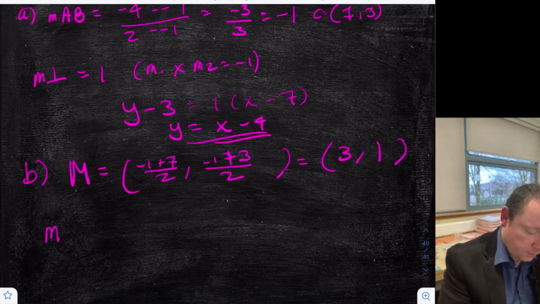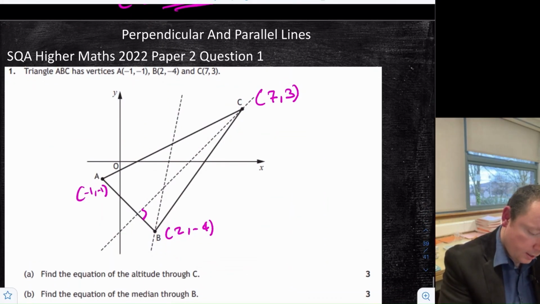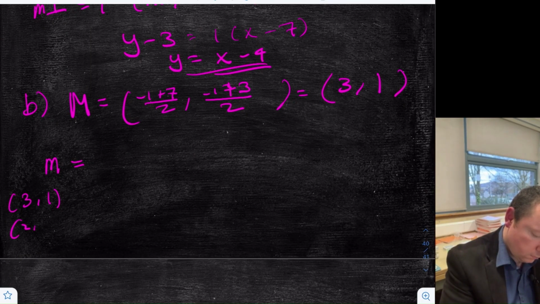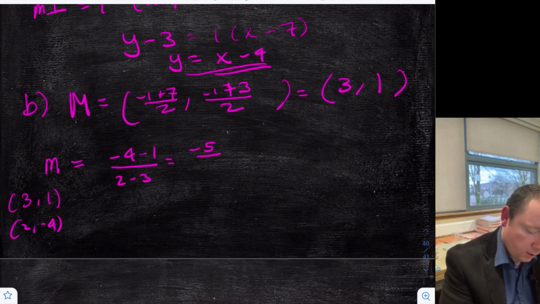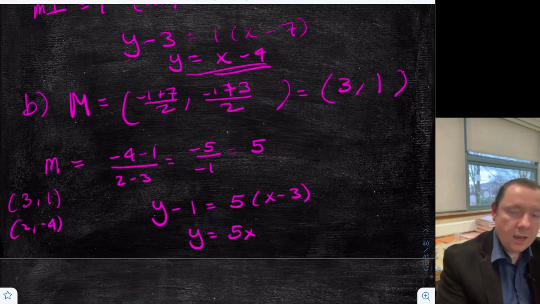So we need the gradient. Using our points (3, 1), and the other point we're going to need to use for our median is point B, (2, -4). So we've got -4 take away 1 over 2 take away 3. That's -5 over -1, which is 5. y minus 1 equals 5(x minus 3). So y equals 5x minus 15, add 1 is minus 14.